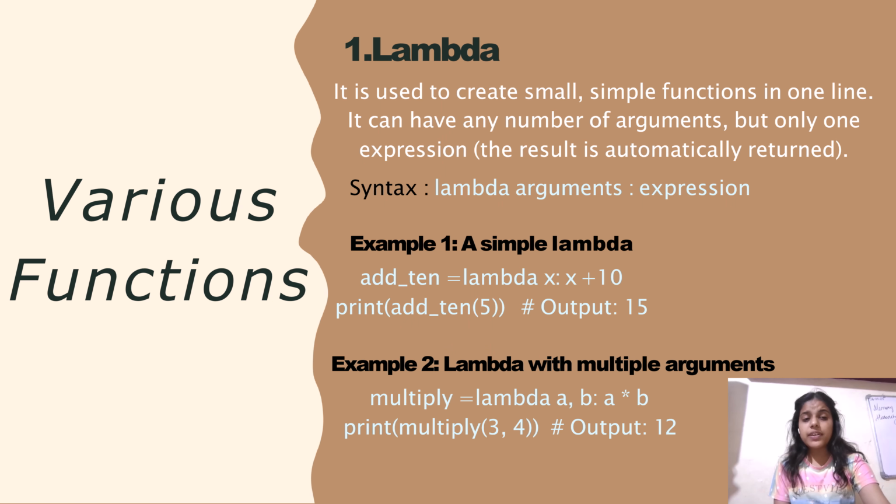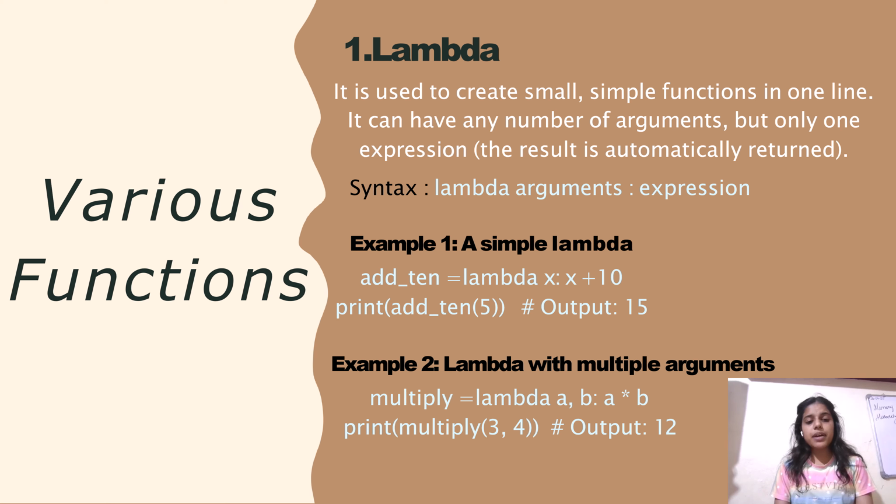Now we can use the lambda function. It is also useful. Lambda functions are small anonymous functions. They are defined using the lambda keyword and are useful for short operations. Example, if you want to add some value to a variable, then you can simply add it by using the lambda. It is very useful in small functions.